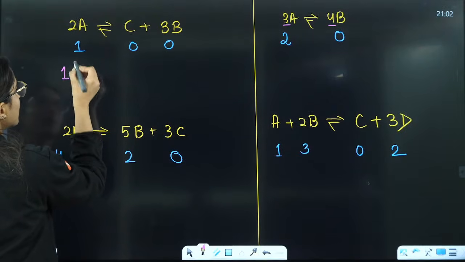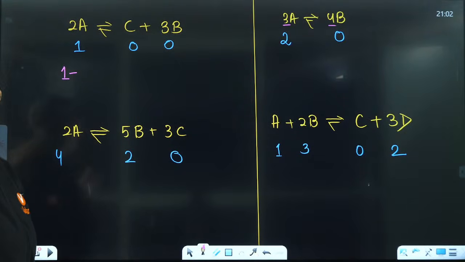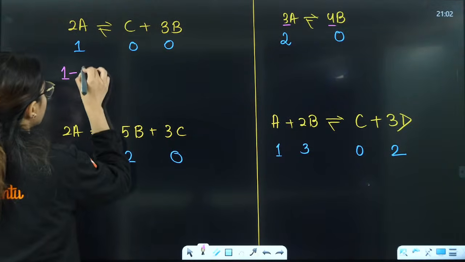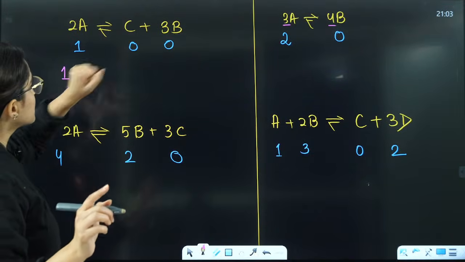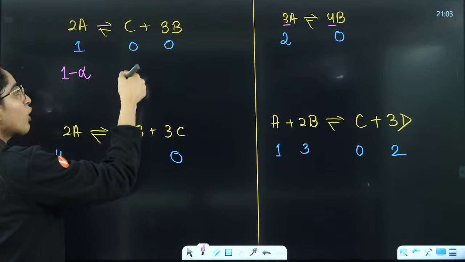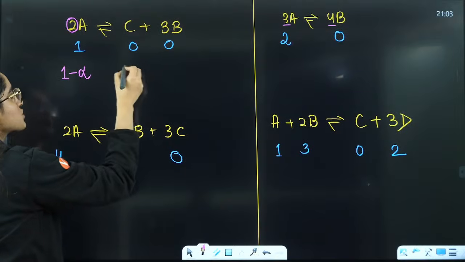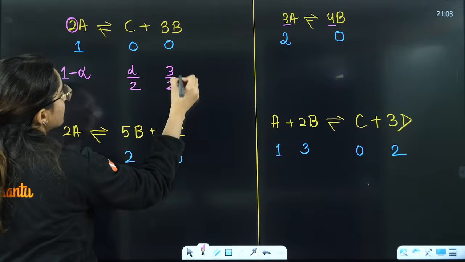1 is the initial. You will multiply alpha on the reactant side with only the initial moles. What I'm saying, on the reactant side you will multiply not with stoichiometry but only with the initial moles. So it is 1 minus alpha. Alpha is the degree of dissociation. This is C. Now here you will not write simply X. This stoichiometry you will take here. So this will become alpha by 2. This stoichiometry you will take here. This will become 3 by 2 alpha.